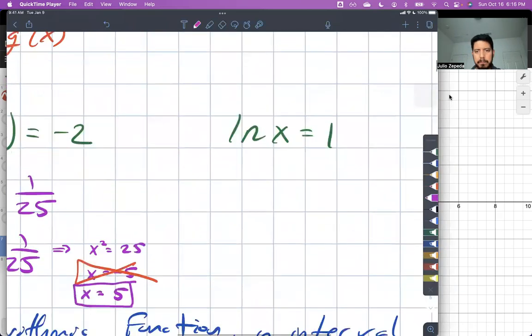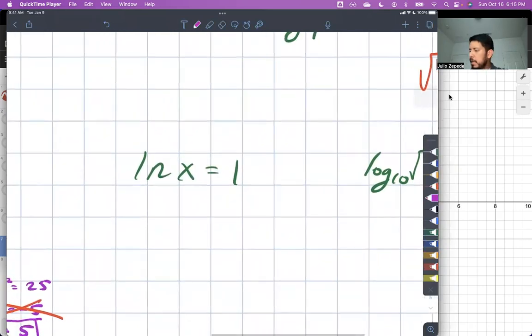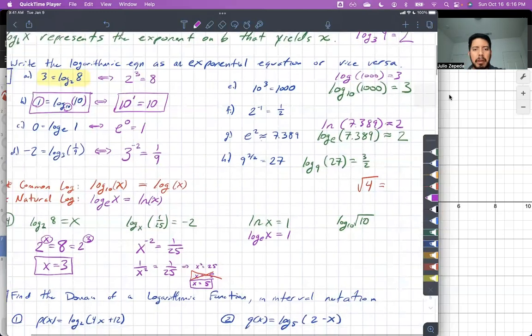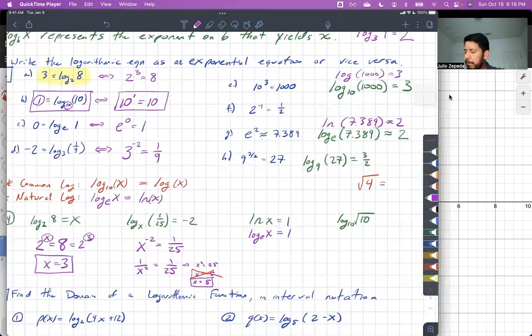Let's try the next one. Ooh, this is a nice one. The natural log of x equals 1. Well, we just learned that the natural log is a shorthand notation for the log base e. So we can rewrite this problem as the log base e of x equals 1. We rewrite this in exponential form. The base raised to the other side equals the argument. And so x is just equal to e. The solution here is e.